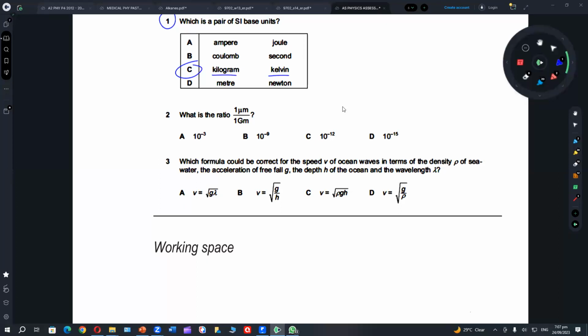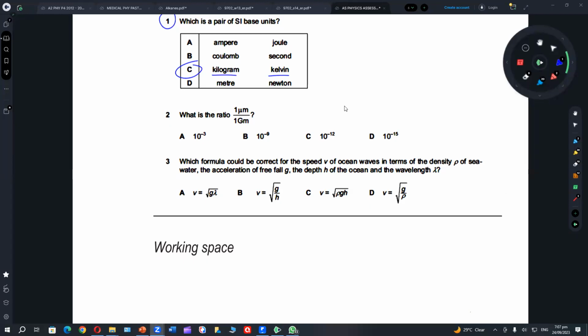What is the ratio 1 micrometer upon 1 gigameter? Such questions should be solved by a logic which I told you people in the class, that unit should be the same. C. But Usman, why so many C's? Just one answer is sufficient. C is right. The first answer is C.